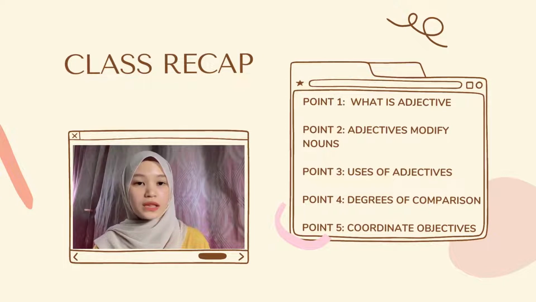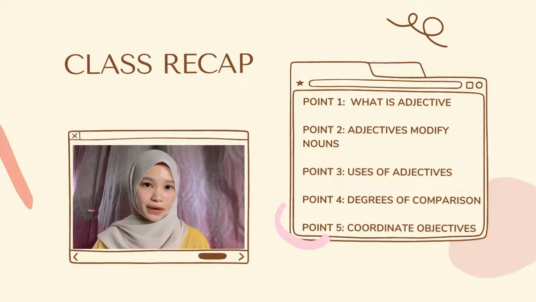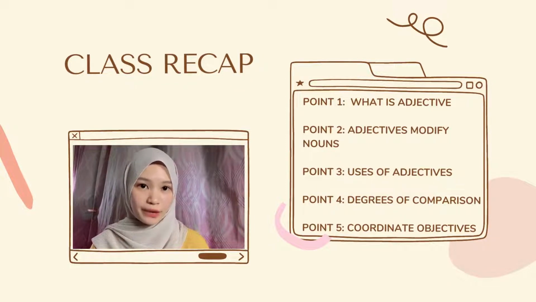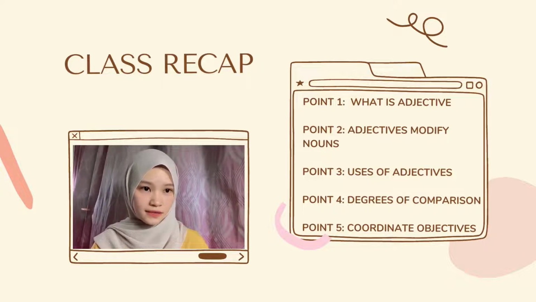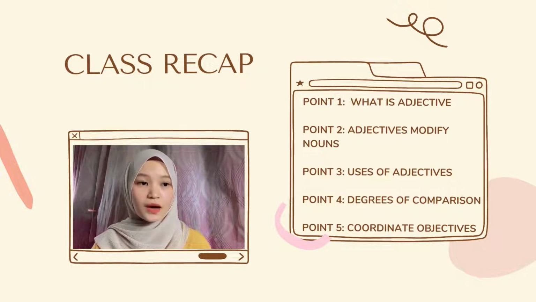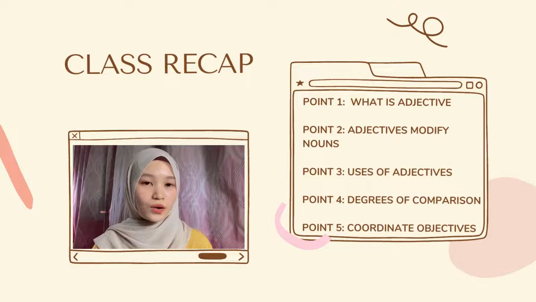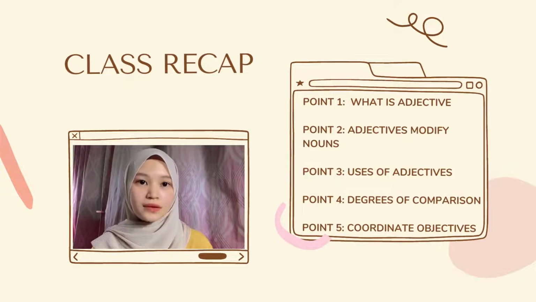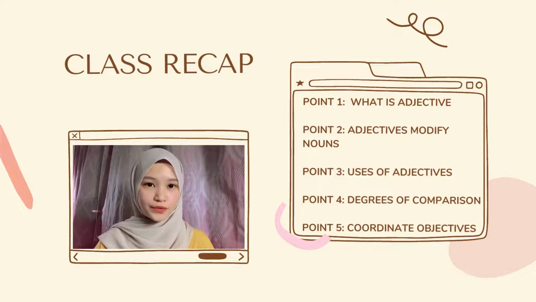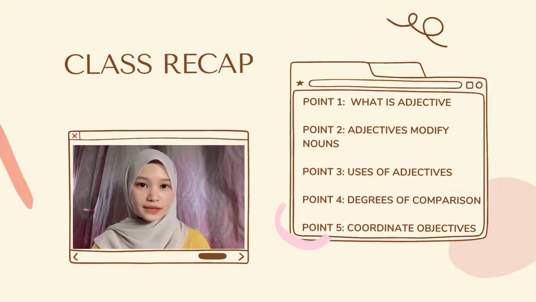And number 4, we learned about the degrees of comparison, right? We know how to compare adjectives with other adjectives. And lastly, we learned about coordinate adjectives. So, all these 5 things that we learned today, make sure to revise them on your own to ensure a better understanding. So that is all for our class today.